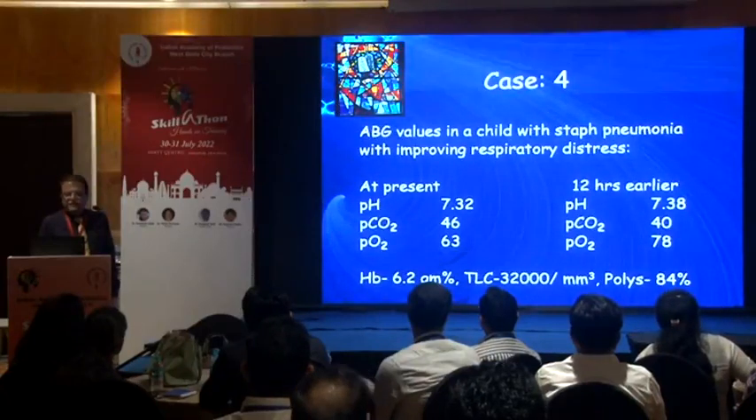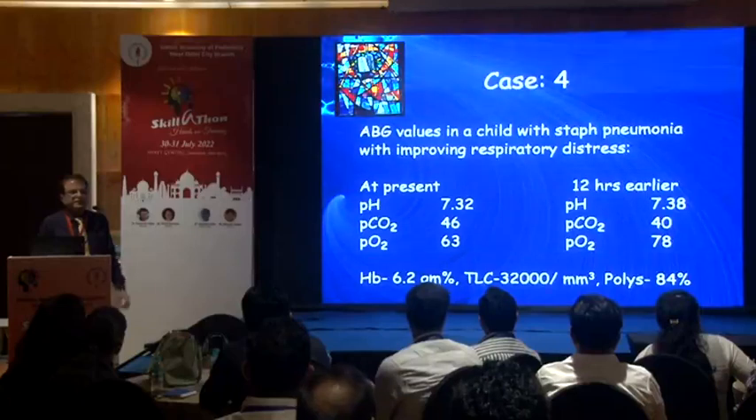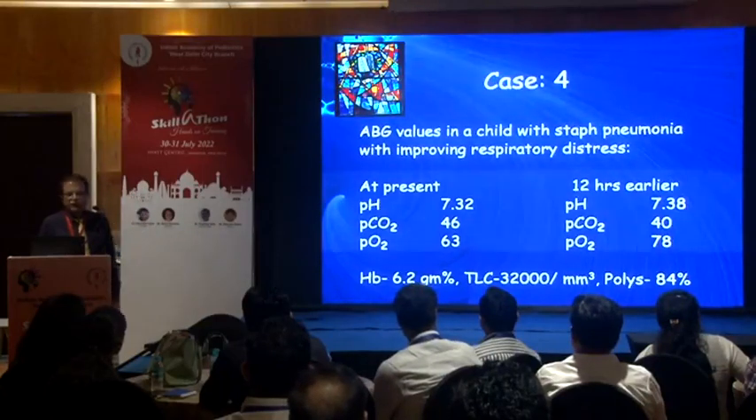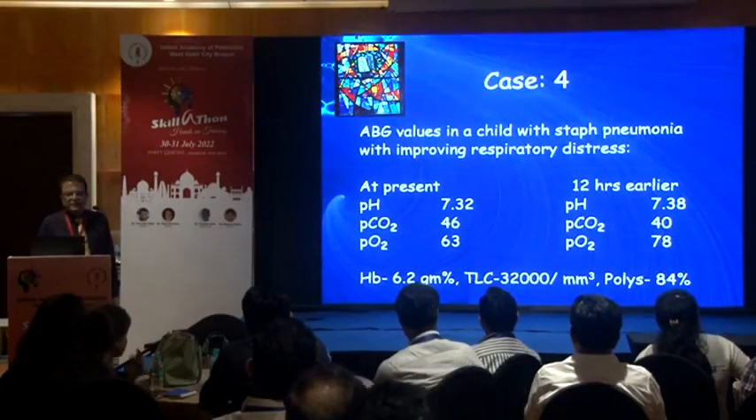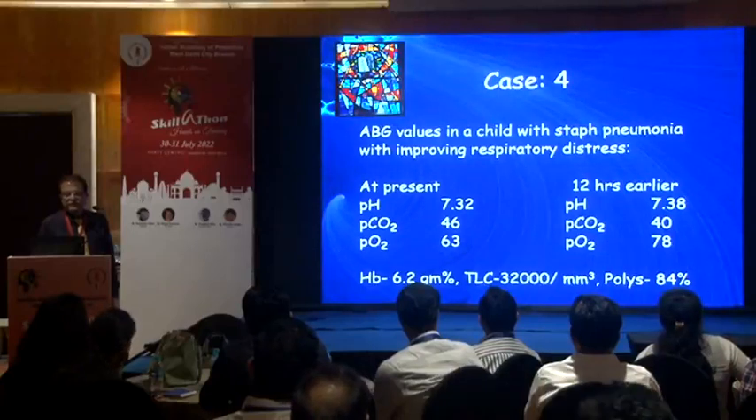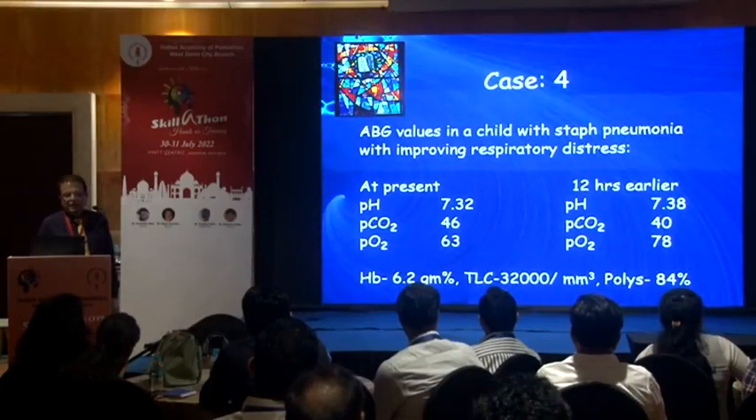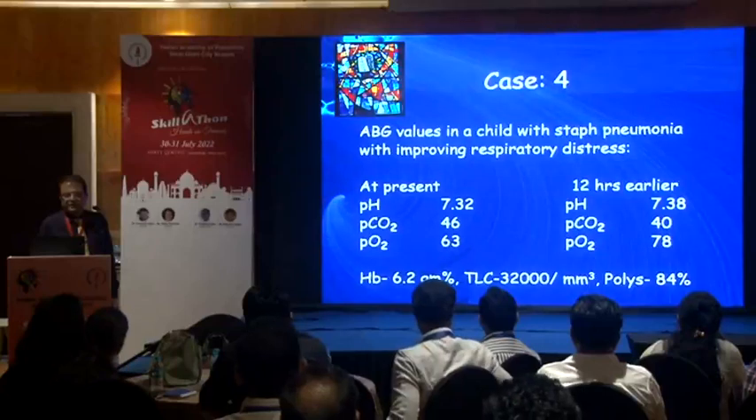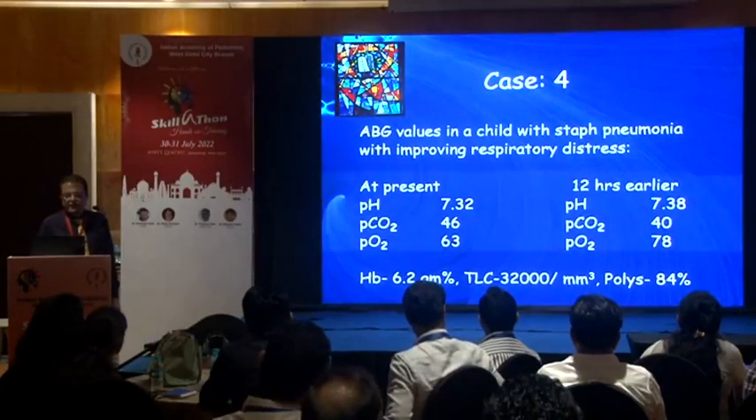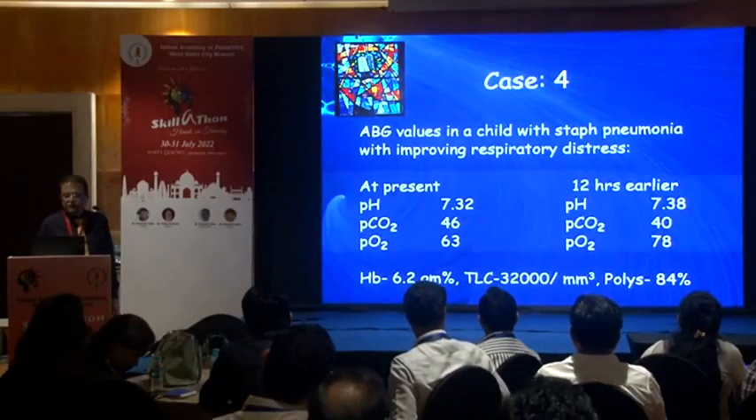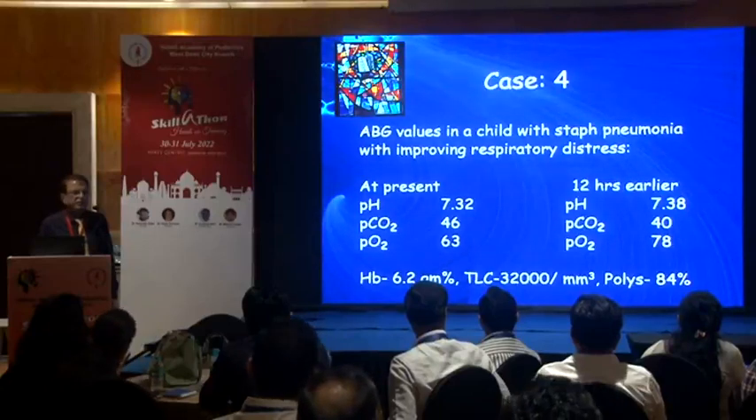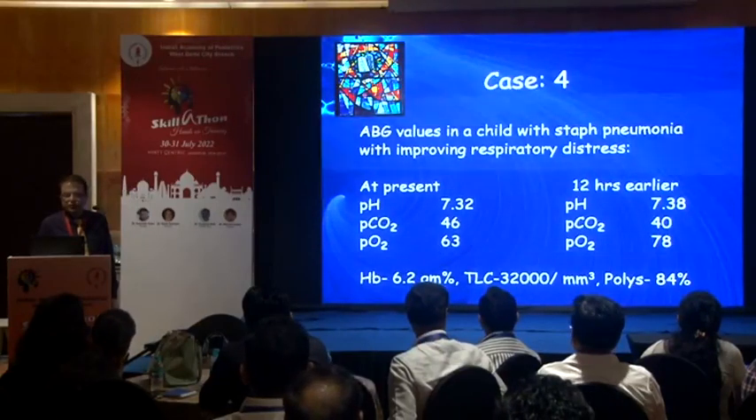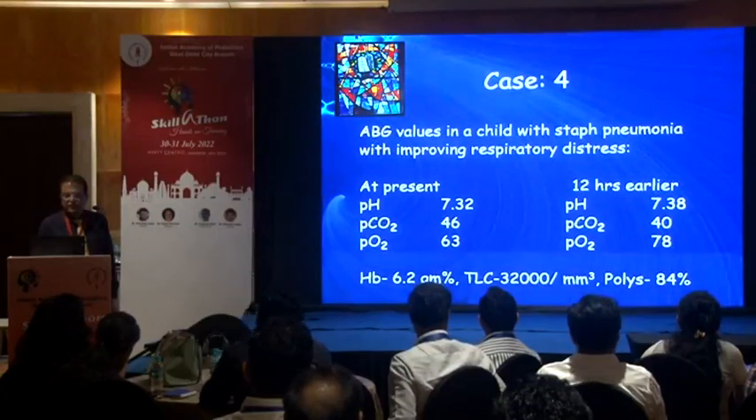ABG value in a child with staph pneumonia with improving respiratory distress. The previous case was deteriorating. Here the patient is improving. pH at present is 7.32, but 12 hours earlier it was 7.38. CO2 is 46, now; it was 40 earlier. O2 is 63 now; it was 78. Hemoglobin of the child is 6.8, TLC is 32,000, polys are 84%. What is wrong? I say the patient is improving, but 12 hours earlier, its blood gas was better than what it is now.